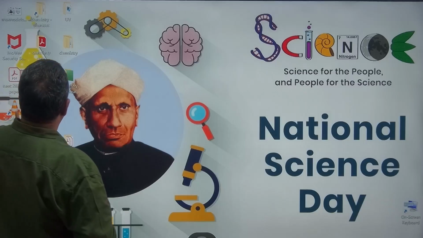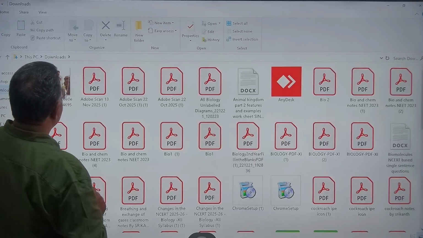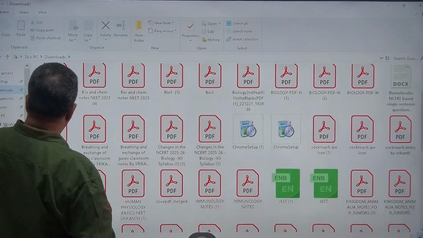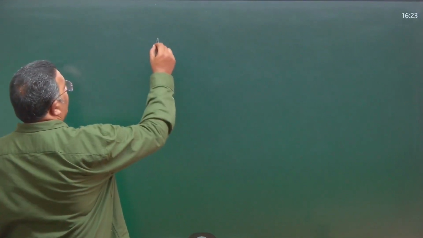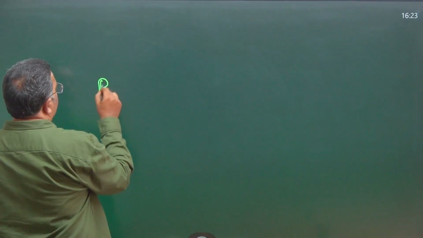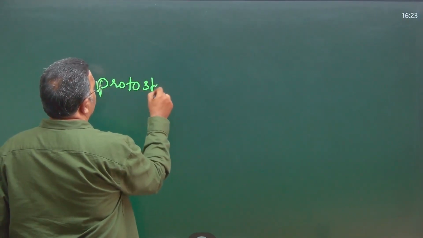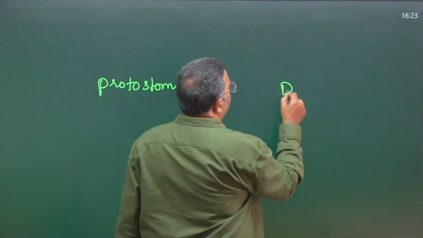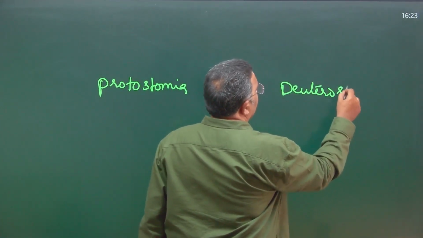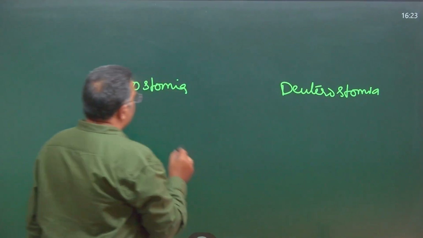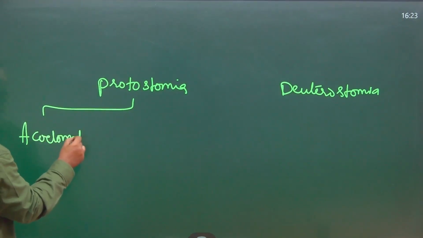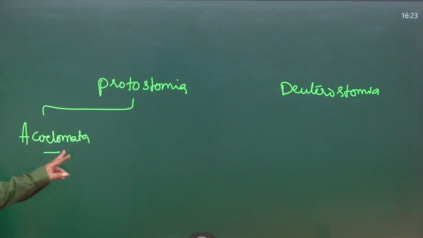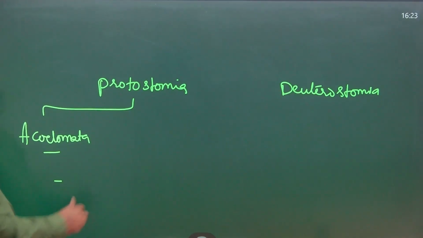Let's go to the chart. People might have gone over this chart: division Protostomia, division Deuterostomia. Acoelomata: what is acoelomata? Now you understand. Neither primary body cavity nor secondary body cavity. Phylum Platyhelminthes.